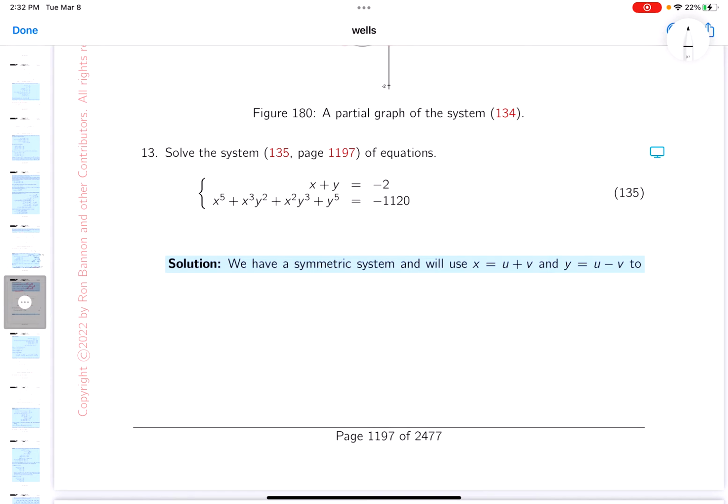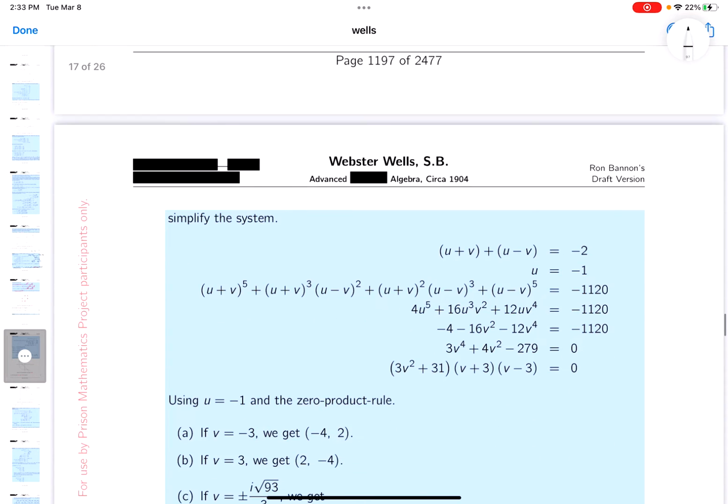Okay, so we're going to make a substitution again. We've been doing this for a while. The substitution we're going to make is x equals u plus v and y equals u minus v. We're going to plug it in, and we're going to try to figure it out. All right? Let's see what happens.